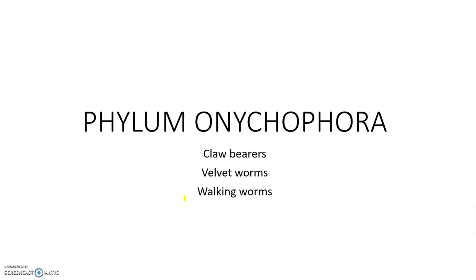Hello, today we can see about the phylum Onychophora. The organisms included under this phylum are commonly called velvet worms, also called walking worms, because of the velvety appearance of their cuticle. The word Onychophora came from a Greek term which means claw bearers. So these animals have claws on their appendages.